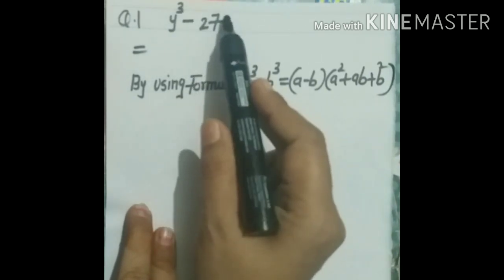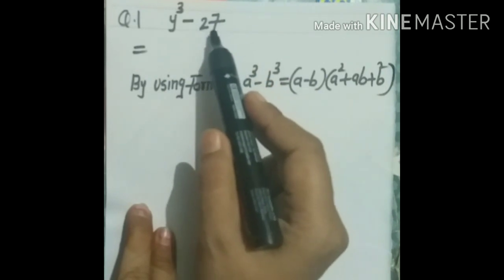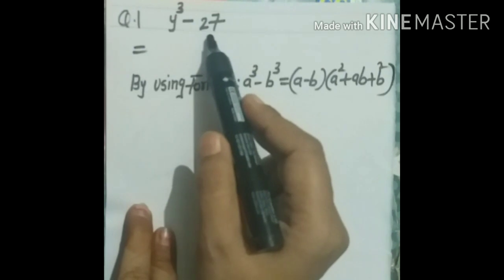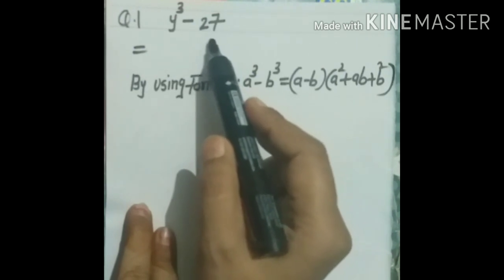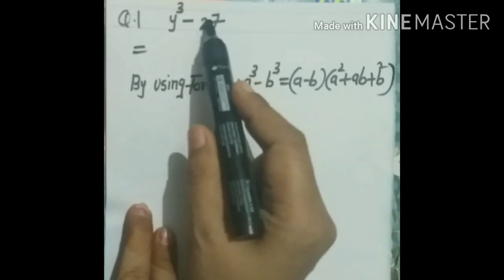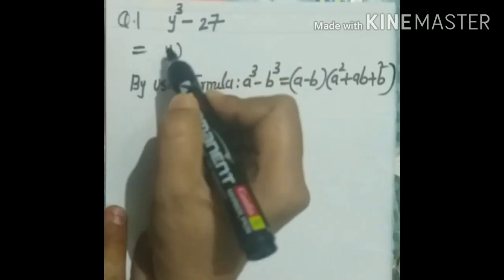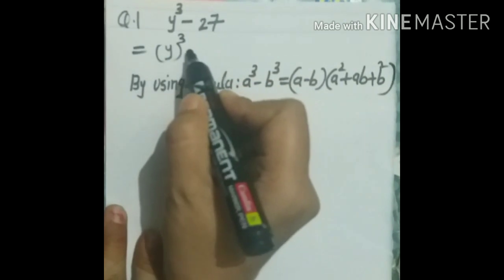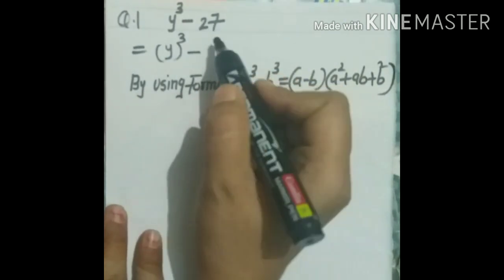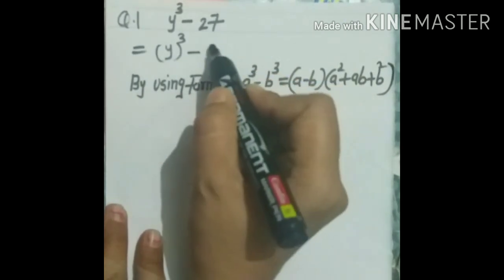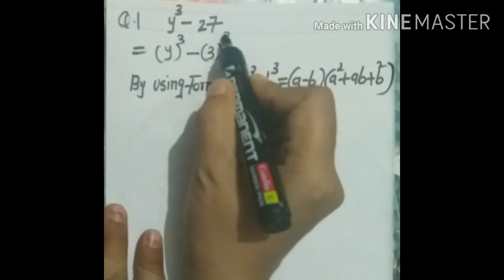Is the cube there? No. So that's why here we have to find the cube root of 27. The cube root of 27 is 3. 3 cube is 27. So here we write equal to (y) whole raised to cube minus 27. No children, it is the cube of 3. So (3) whole raised to cube.